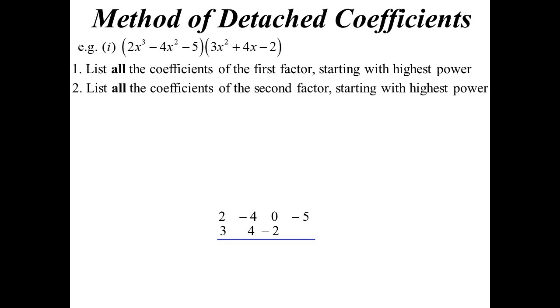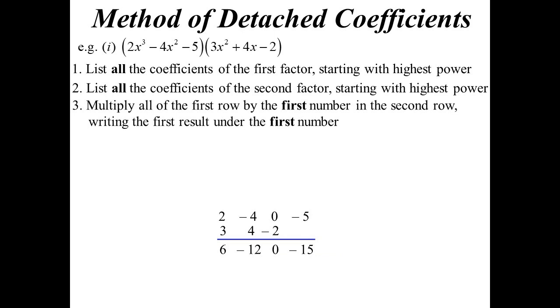Okay. Multiply all of the first row by the first number in the second row, writing the first result under the first number. So everything's being multiplied by 3. 3 times 2 is 6. 3 times -4 is -12. 3 times 0 is 0, and so on.